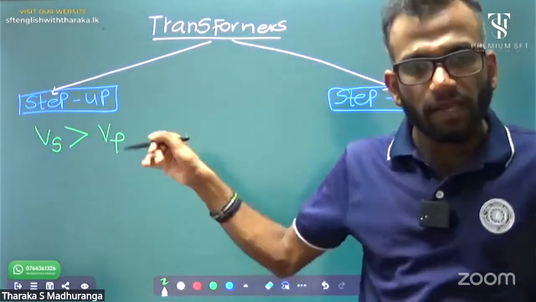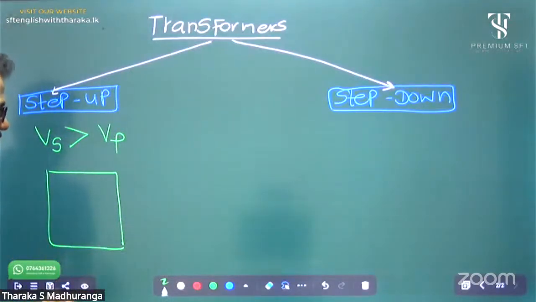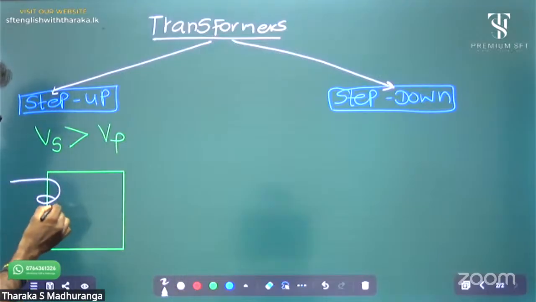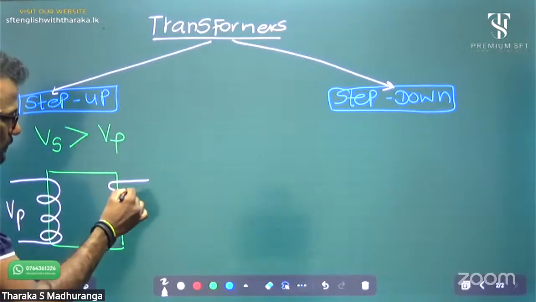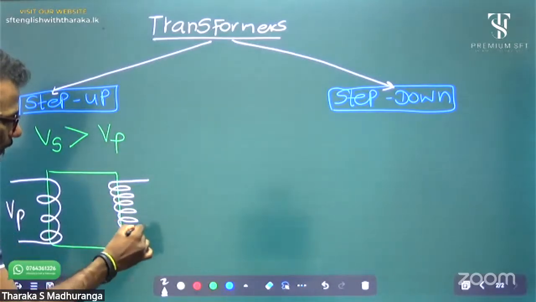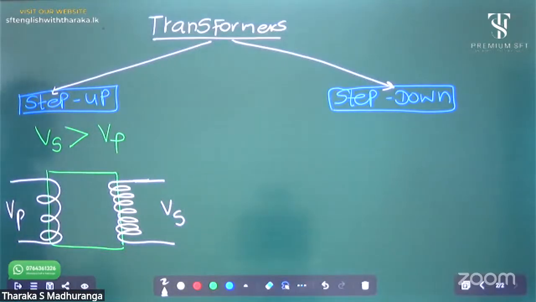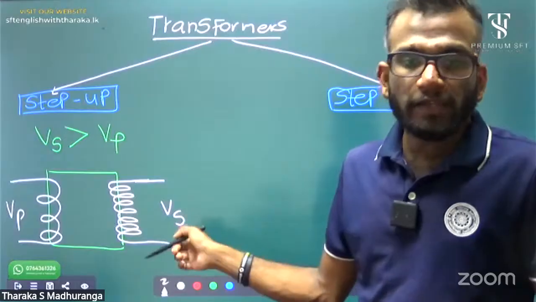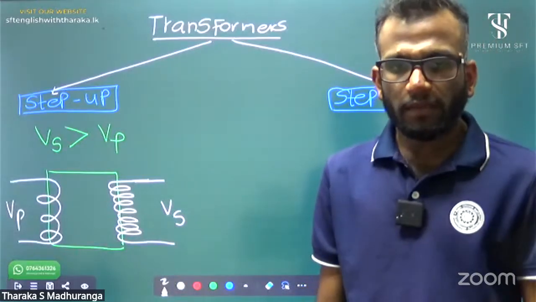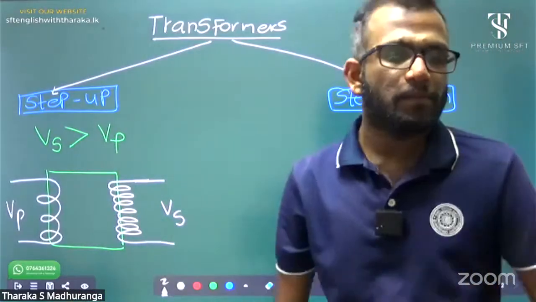How to increase secondary coil voltage? By increasing the number of turns in the secondary coil. Think this is a primary coil, that's VP. That's a secondary coil, that's VS. In this type of step up transformer, the number of turns in the secondary coil is greater than the primary coil. That's why the voltage of the secondary coil is greater than the primary coil.